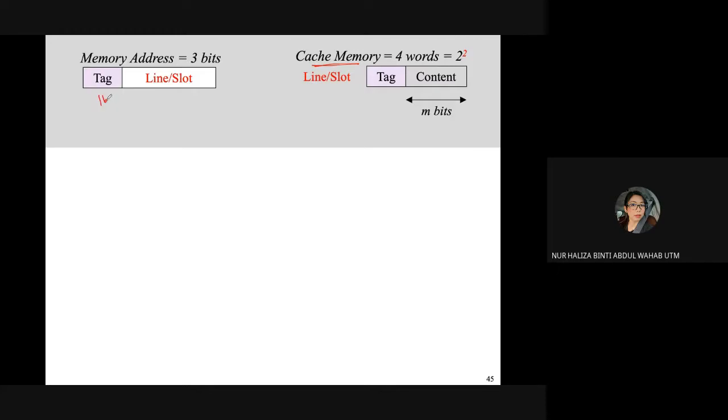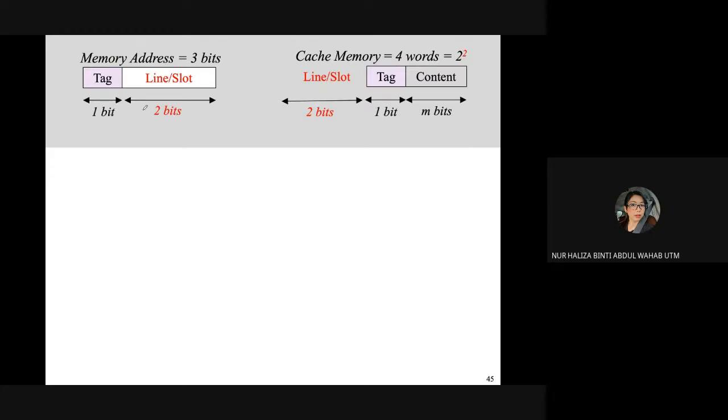This is 1 bit. This is 2 bit. And over here in cache memory, how are you going to define it? So you have only 2 bits for your cache memory or slot. For the rest, how are you going to do it? I made it more beautiful.